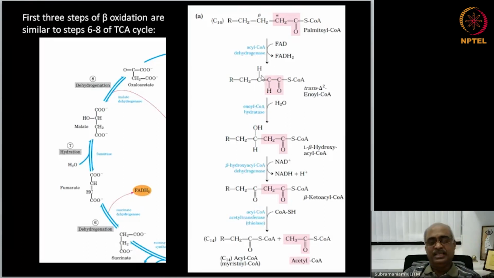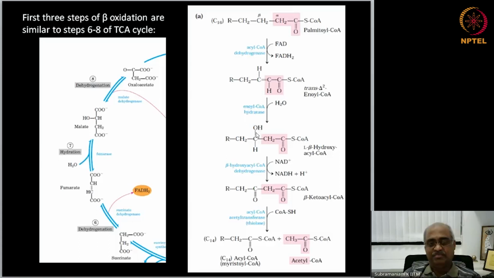Now this is an enoyl group, so it is called enoyl-CoA hydratase, because it hydrates that molecule, and in that process this beta carbon is oxidized. Instead of a hydrogen, now you have a hydroxyl group. This is the reason why it is called beta oxidation. Then this is equivalent to the fumarase reaction, which we call fumarate hydratase. Like that, it is enoyl-CoA hydratase.